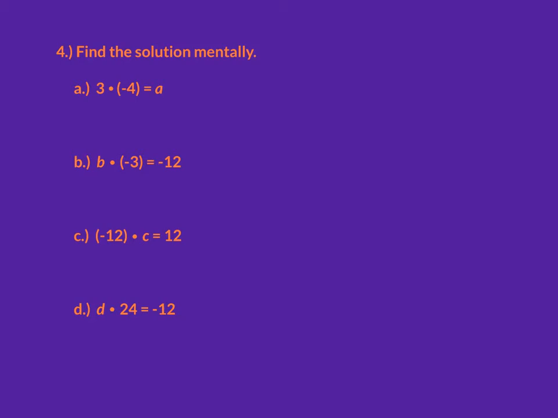Okay, so this first one, obviously we're looking to find out what A is, and this is a simple multiplication problem. So 3 times 4, we're looking to see what A is equal to. 3 times 4 is 12. Pay attention, there's 1 negative sign. There's an odd number of negatives. My answer is negative. So this first one, A is equal to negative 12.